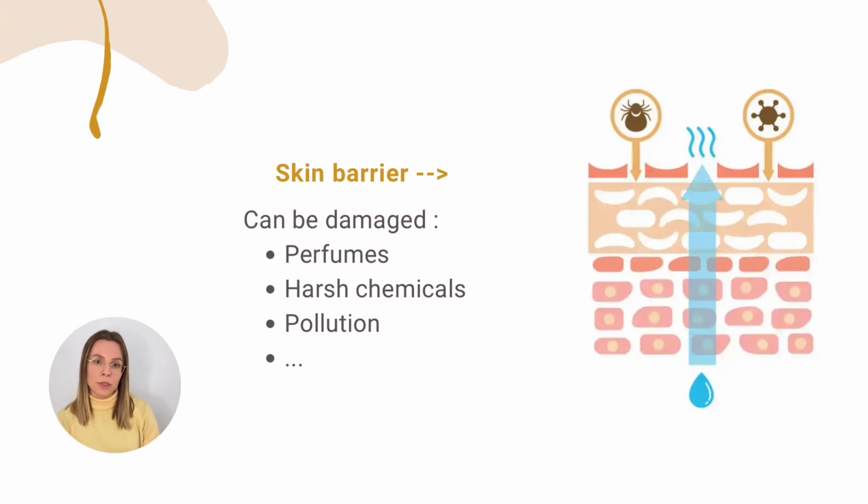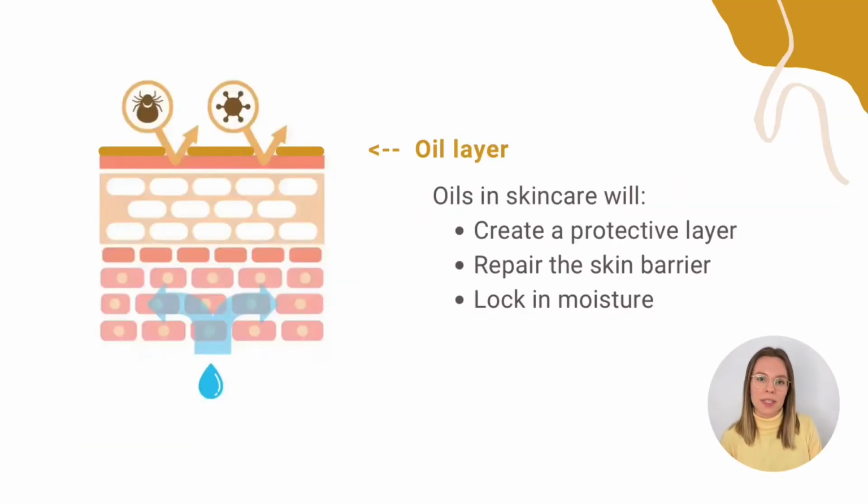So in order to prevent your skin barrier from damaging, or to repair your skin barrier, you can apply oils. And the oil will create a protective layer on top of your skin. So it will act as your skin barrier and will keep all bacteria out of your body, but it will also lock in all moisture so you won't dehydrate.